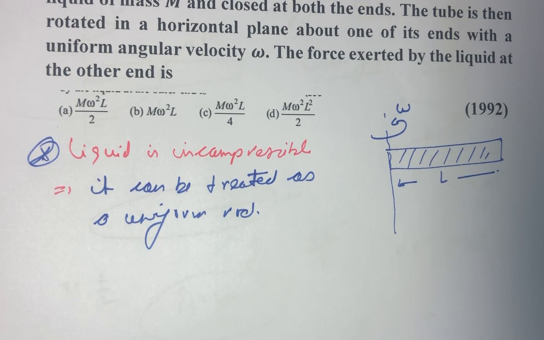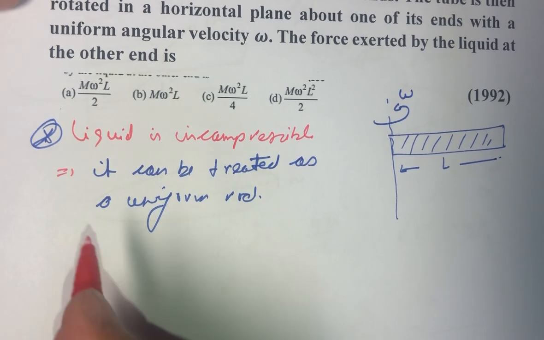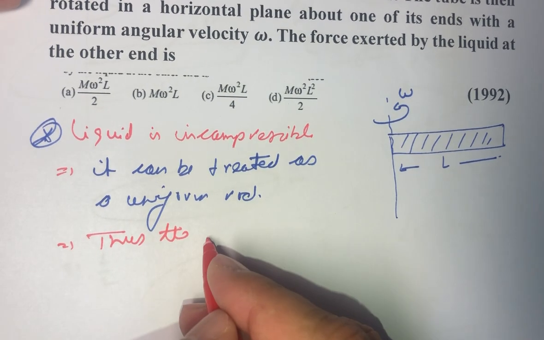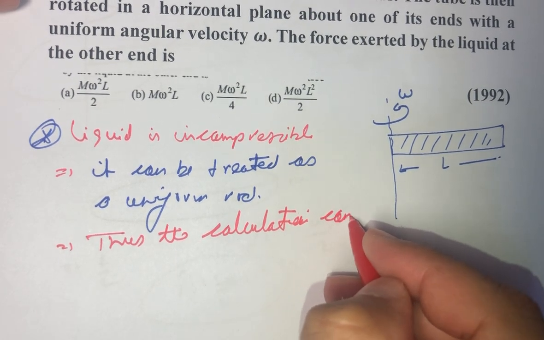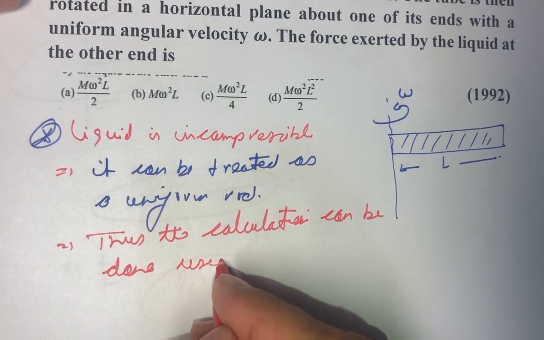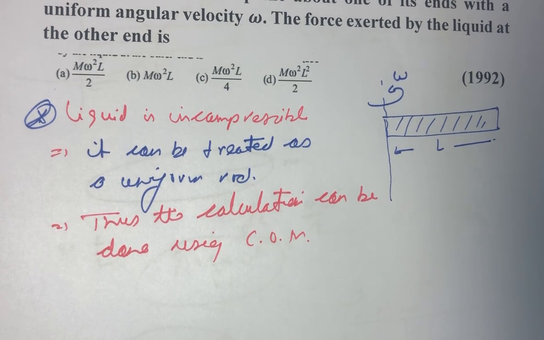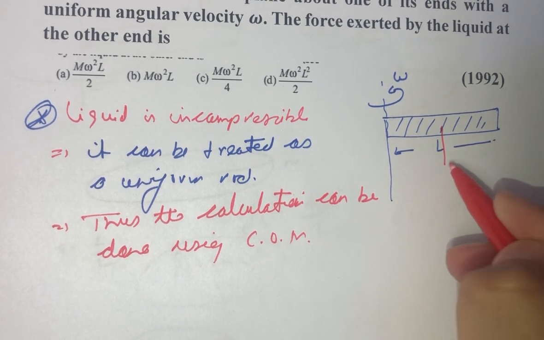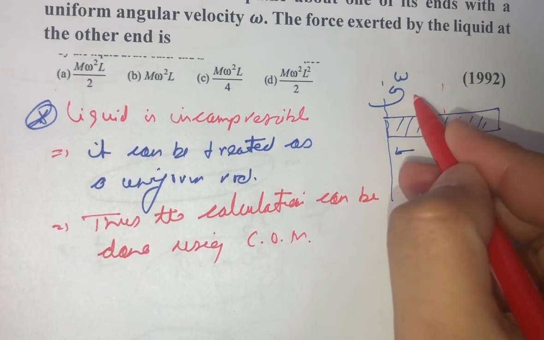So we can calculate the amount of force based on the center of mass. Thus, the calculation can be done using the center of mass. So if the entire length is L, let us suppose this is the center of mass. So the distance of the center of mass will be equal to L by 2.